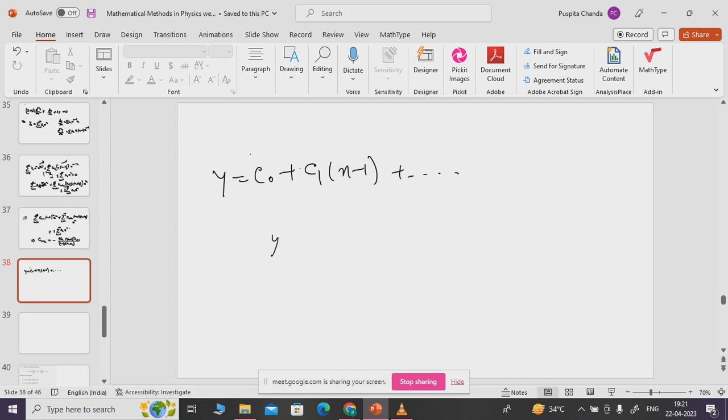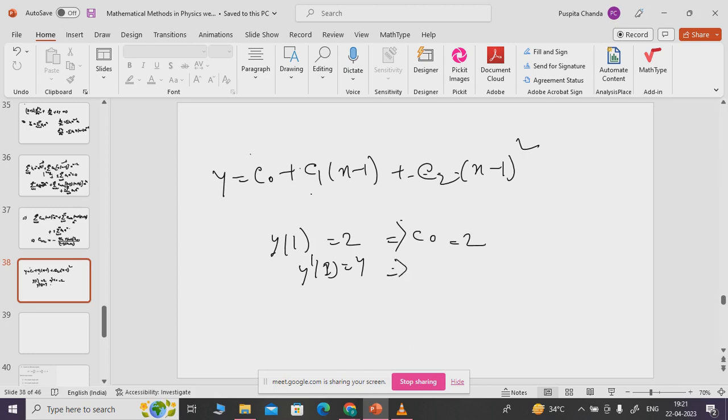So y = C0 + C1(x minus 1) and so on. y(1) is equal to 2 and y dash (1) is equal to 4. That has given us C0. y(1) is equal to 2 means here if we put x is equal to 1, every term will vanish, only C0 is there, so C0 is equal to 2. And for y dash (1), only C1 will remain. C0 vanishes due to the differentiation, and when we put x minus 1, the other terms will also vanish, so C1 is equal to 4.